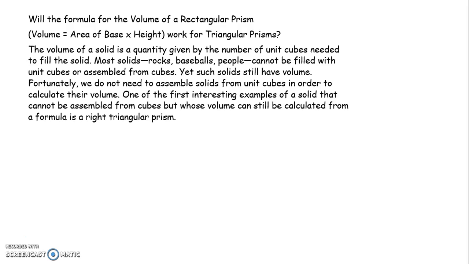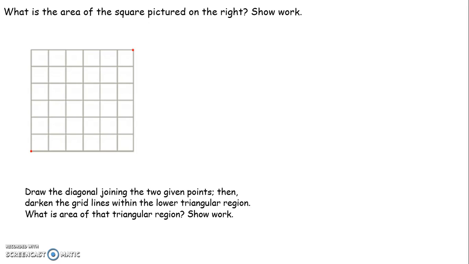The volume of a solid is the quantity given by the number of unit cubes needed to fill the solid. Most solids, like rocks, baseballs, people, can't be filled with unit cubes or assembled from unit cubes because we'd have to break those cubes in half. We'd have to round out the corners of those cubes. Yet such solids still have a volume. Fortunately, we do not need to assemble solids from unit cubes in order to calculate their volume. One of the first interesting examples of a solid that cannot be assembled from cubes but whose volume can still be calculated from a formula is a right triangular prism. So let's go ahead and build the formulas for finding the volume of a right triangular prism.